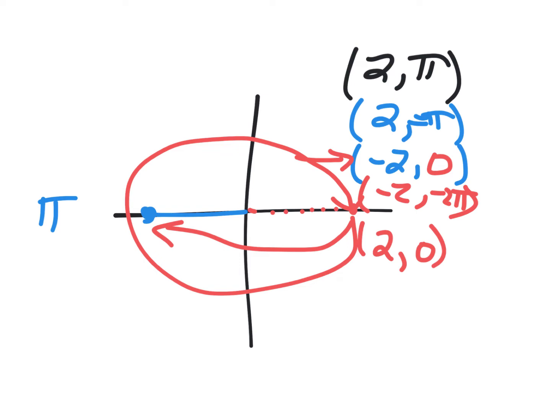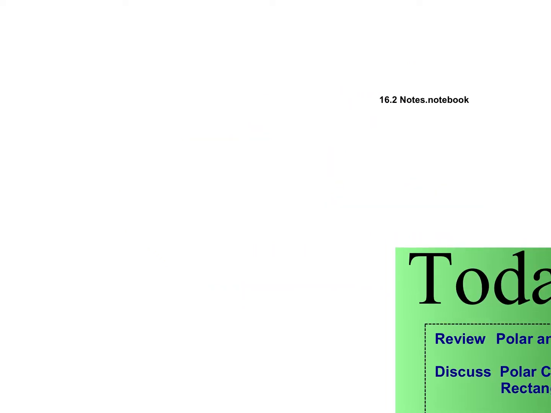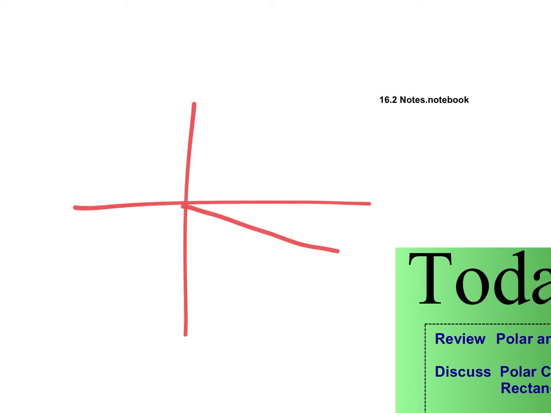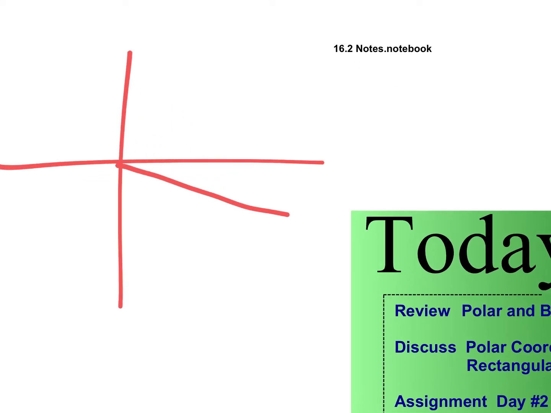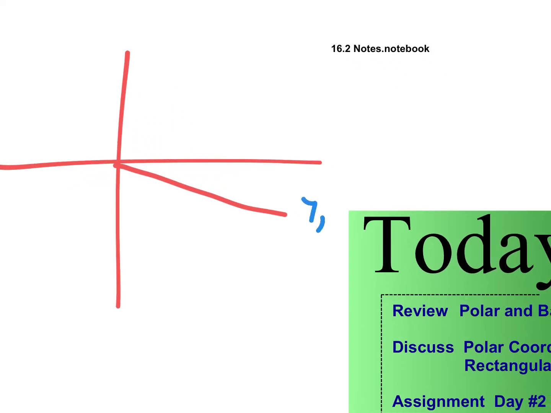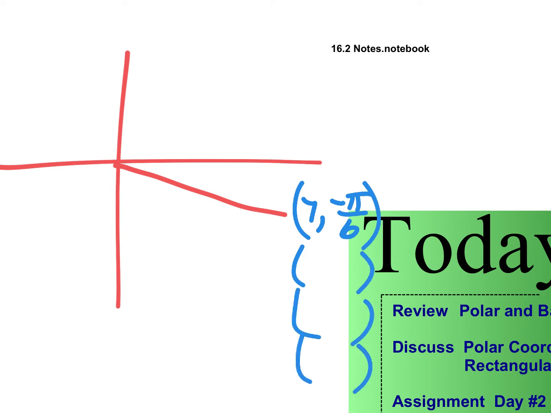Let's do more of a normal polar point. I'd like you to take this point right there, and let's assume for a moment that its polar coordinates were 7, comma, negative pi over 6. Would you please give me 3 other ways to write that are polar? Pause for a second while you give that a try. Okay, so here we go.